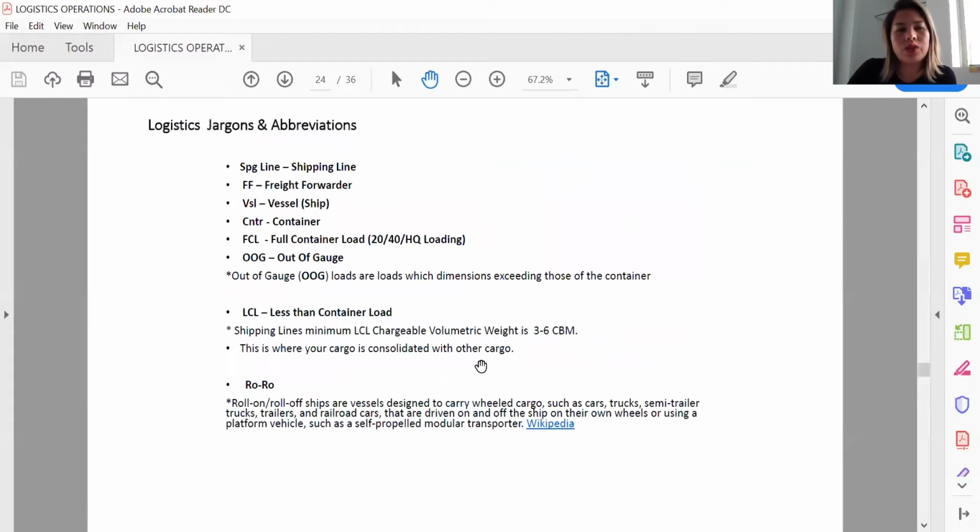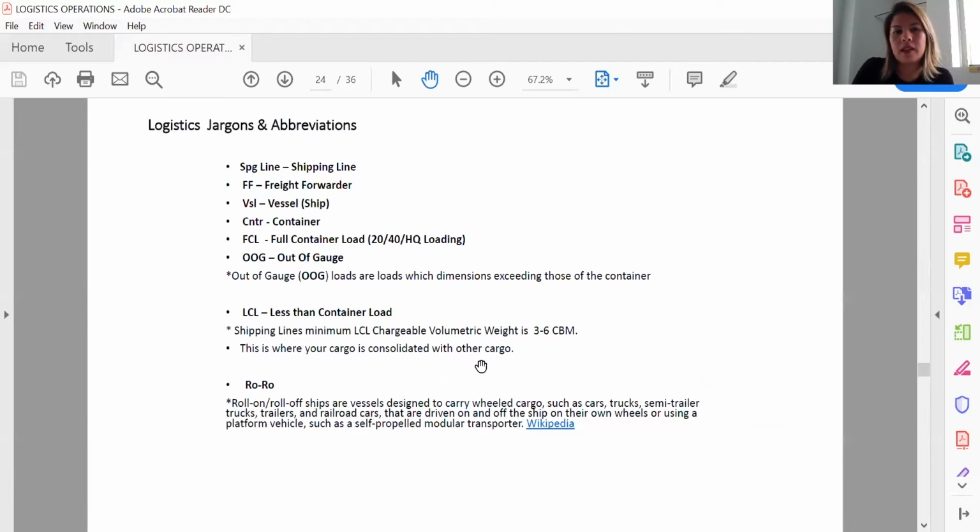Now let's talk about jargons and abbreviations. You will see all these abbreviations and you might be thinking, what are those? If you just joined the logistics department and you have no idea about this, you will be lost. So it's better for you to study this on your own, and in the course of your professional experience, this is okay. You will be managing everything. You will remember everything.